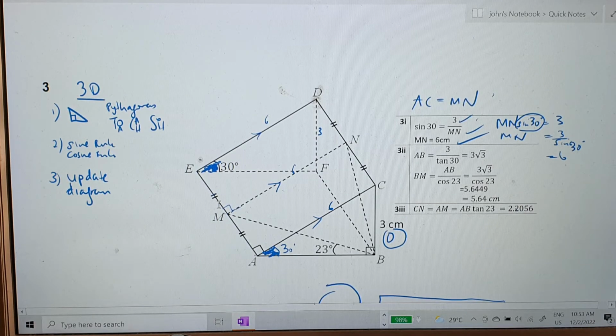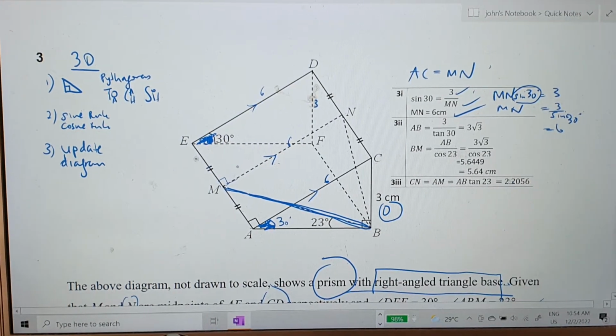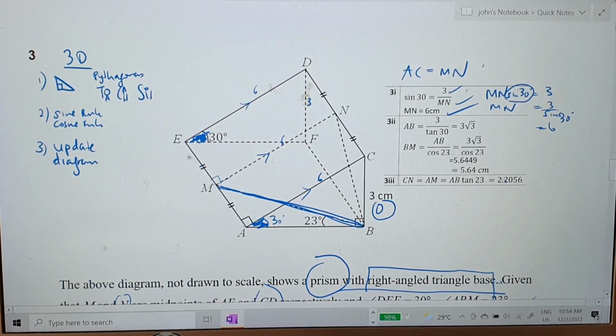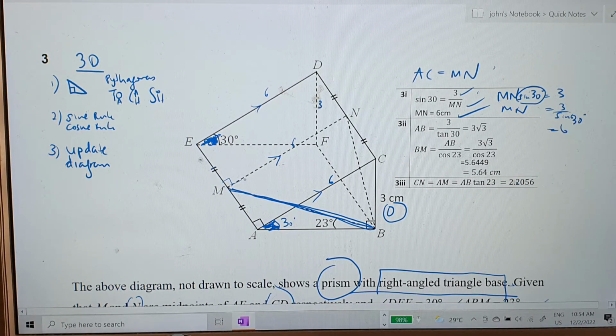Okay, BM, where is it? BM on the diagram is this line here. The one that I just labeled in blue. BM. Oh, that's very simple. Can you see that BM belongs to this triangle, which is a right angle triangle, right? Okay, now we have a problem already. What's the problem? The problem is that can I use this to find the answer?